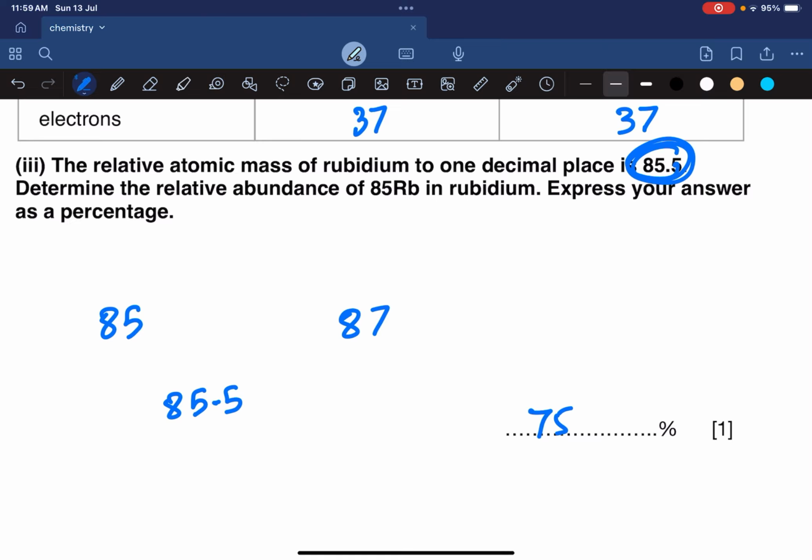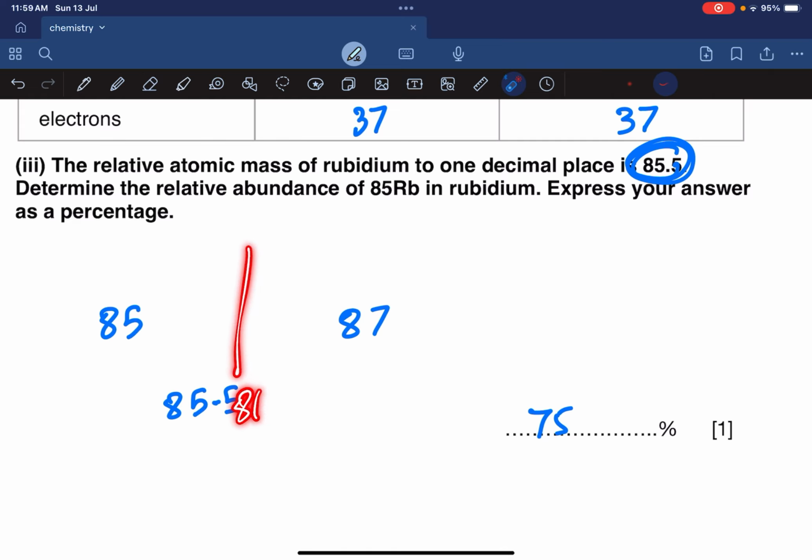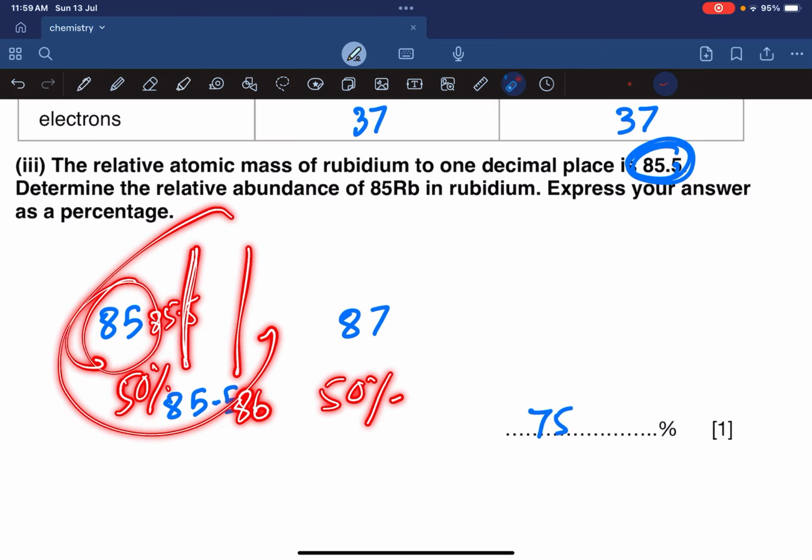85.5. Is 85.5 more near to 87 or 85? Obviously it's more near to 85. That means that 85 is more in abundance. But how much more near is it? If you do half, you get 86. Okay, you get 86. That means 50% over here. Half means 50% of this thing. But now it's not half. It's this. Over here comes 85.5. So that means that this thing is in 75%.